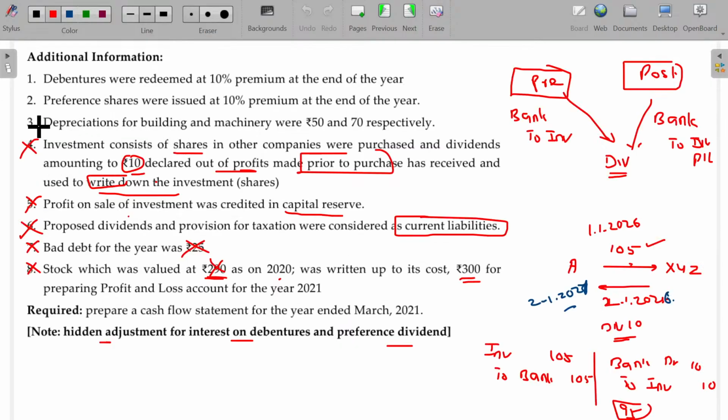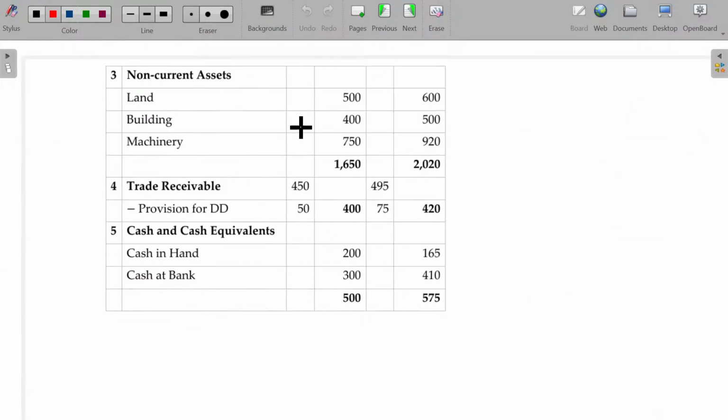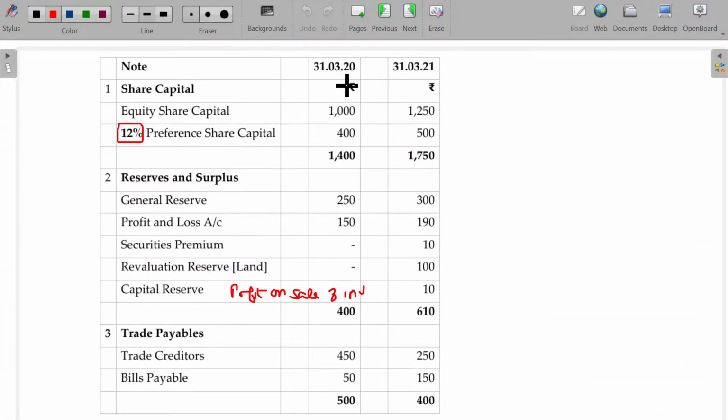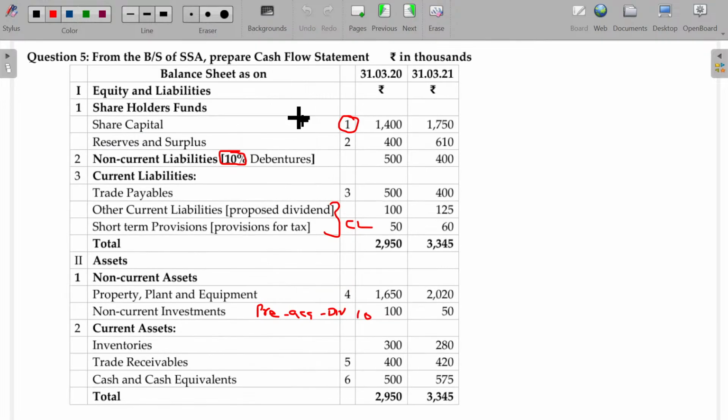Then depreciation for building and machinery were 50 and 70. Building and machinery, depreciation being 50 and 70. Preference shares were issued at 10% premium at the end of the year. Preference share, issue at end. Debentures were redeemed at 10% premium at the end of the year. Redeem at the end.